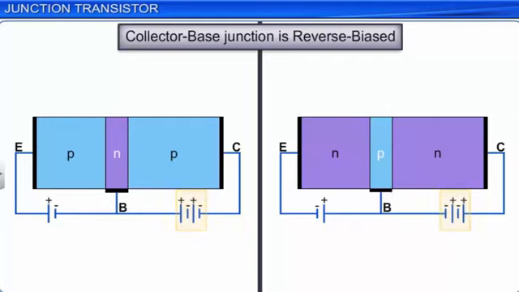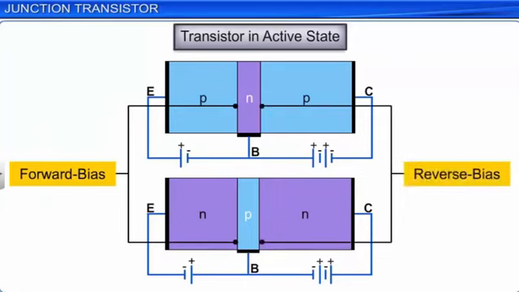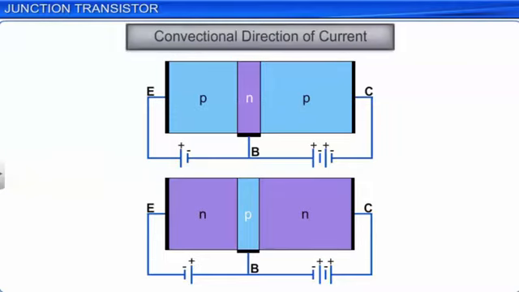Before we discuss the working of PNP and NPN transistors in the active state, let us recall that by convention, the direction of electric current is taken opposite to the direction of the flow of electrons, that is, in the same direction of the flow of holes.